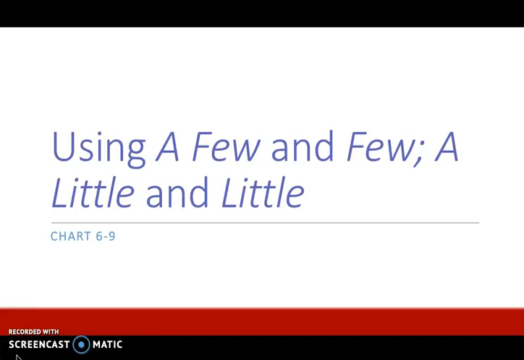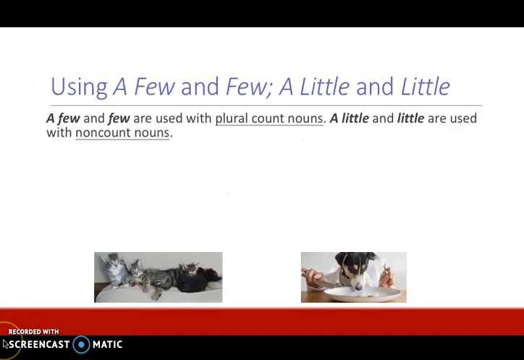In this video, we'll be looking at using a few and few, a little and little, singular expressions of quantity, and using of in expressions of quantity. Let's begin. A few and few are used with plural count nouns. A little and little are used with non-count nouns.